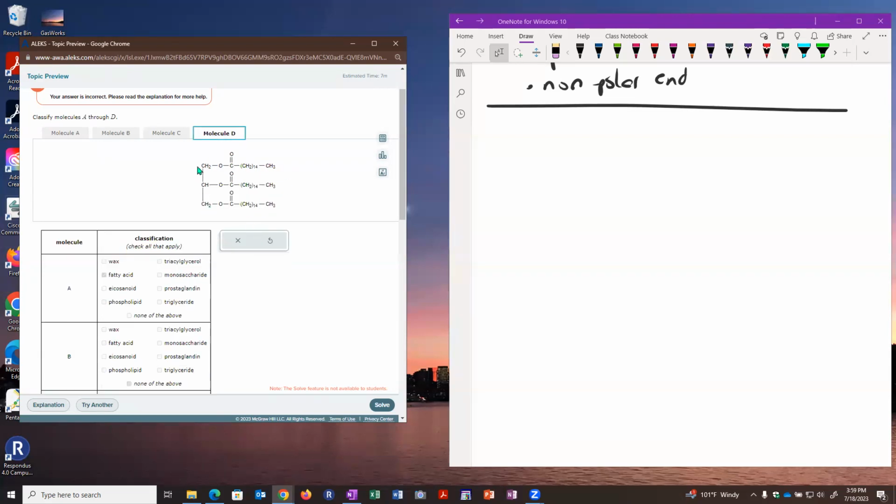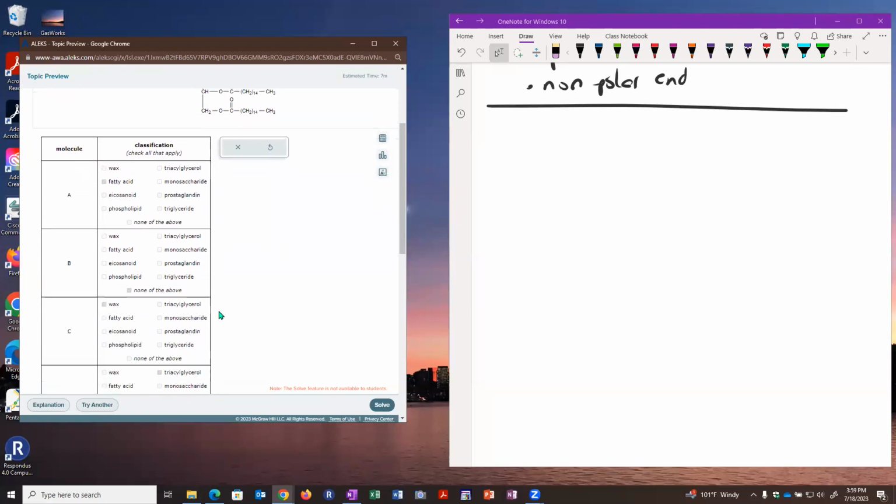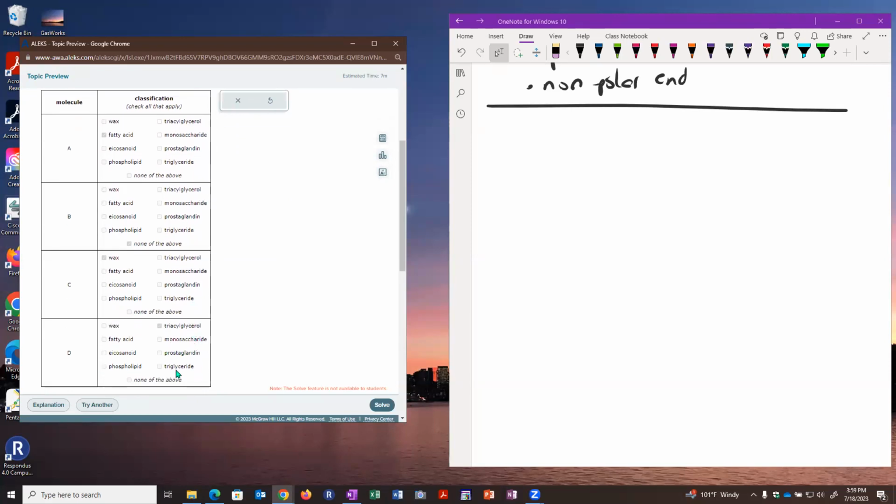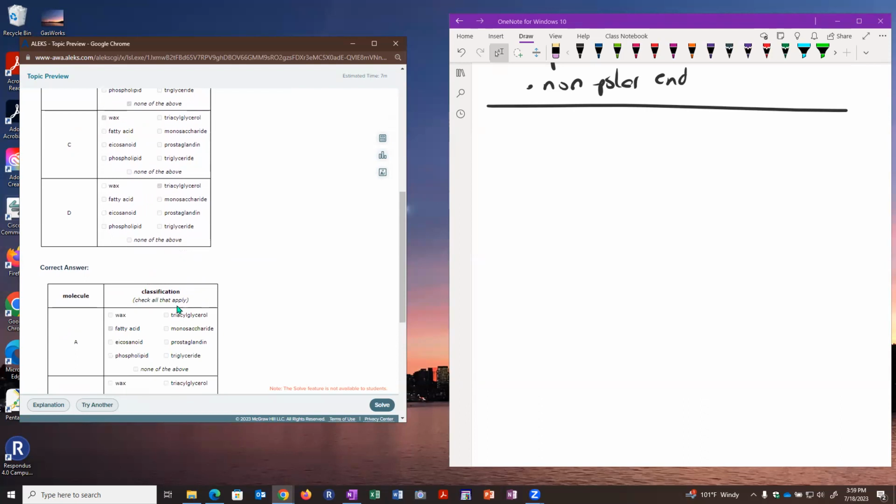If you look at D, there's our glycerol backbone. We have 3 ester bonds to fatty acids, so that would be a triacylglycerol. It's also a triglyceride, right? So we'll have 2 terms that are used for that one.